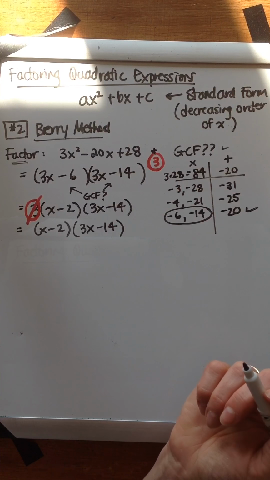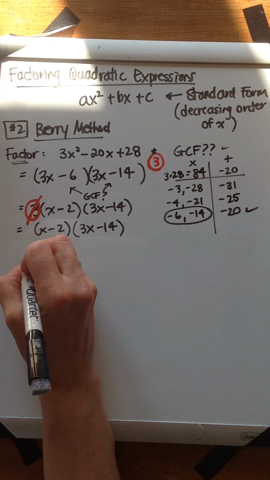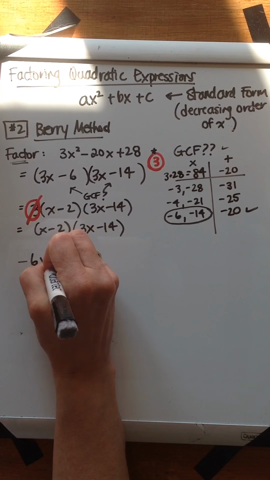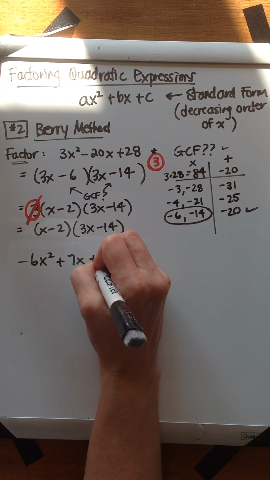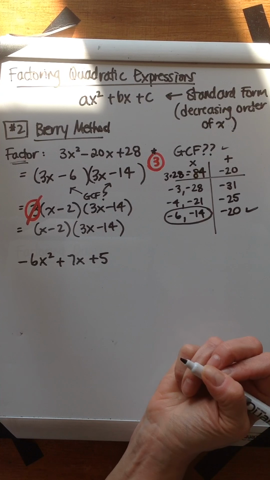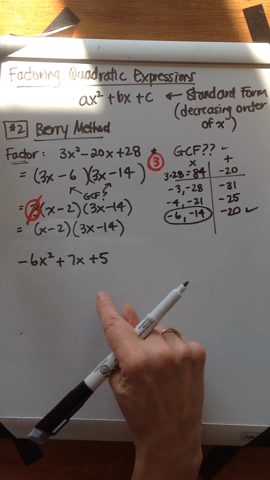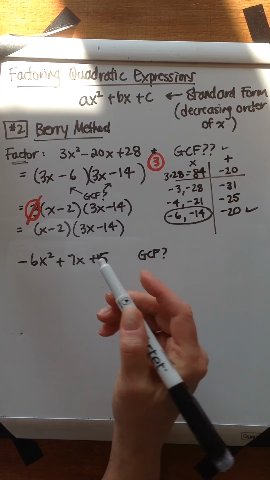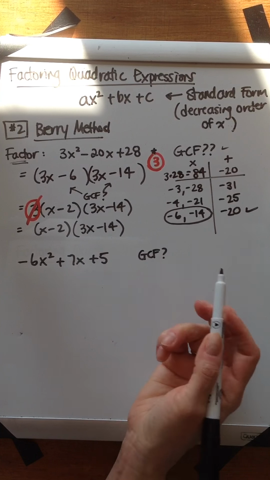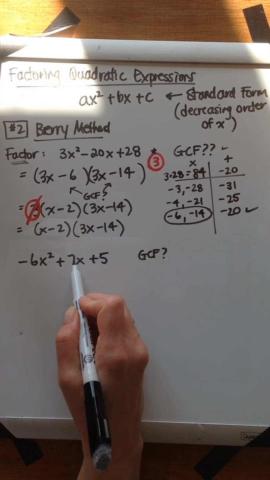Let's try another example together. Let's try factoring negative 6x squared plus 7x plus 5. And if you are told to factor this, your first question is, well, is there a GCF that I can pull out? And the answer is no, because both 5 and 7 are prime numbers.